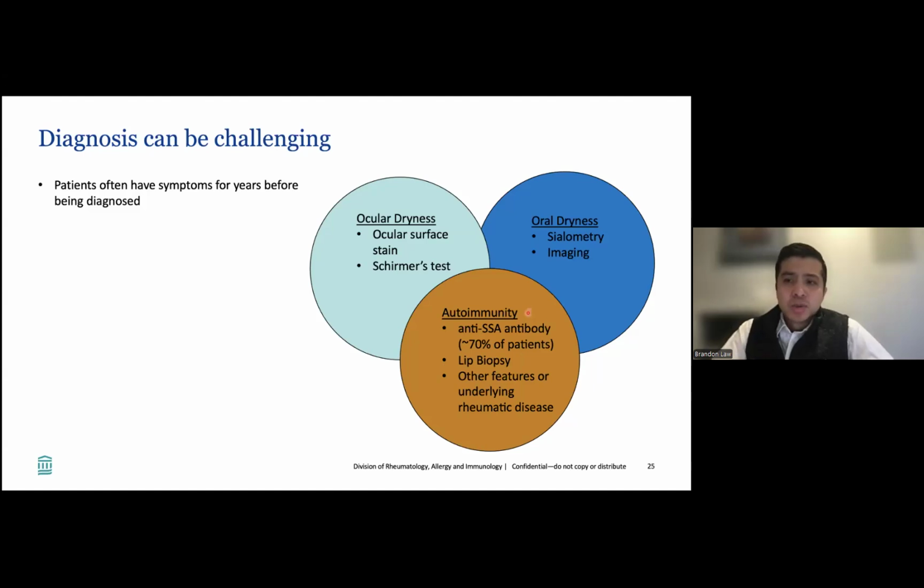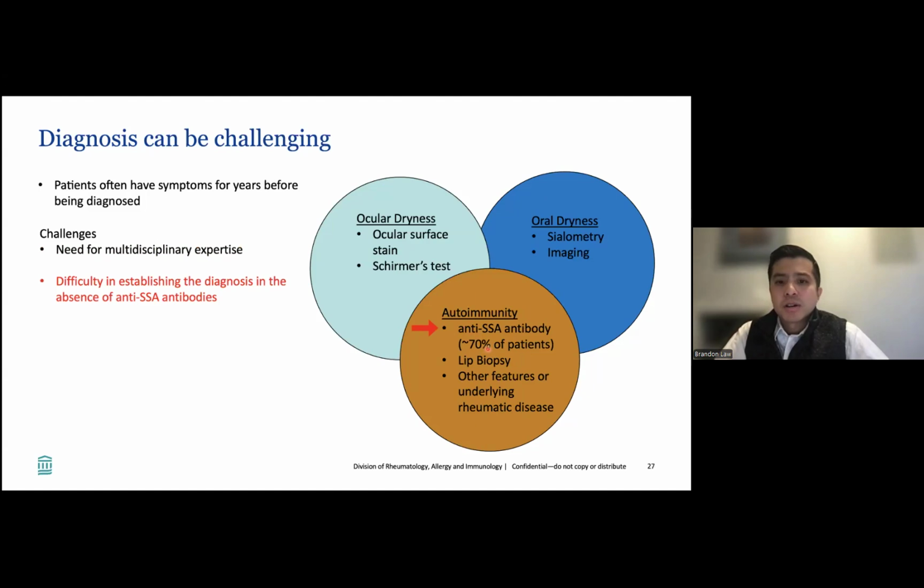So thinking about these tools that I just talked about, you can see how diagnosis can be challenging because you oftentimes need some sort of multidisciplinary expertise. You need some sort of eye evaluation. Oral evaluation could include a referral to an ENT or an oral surgeon for a biopsy. There could be some imaging involved with the salivary glands as well. The blood testing is not perfect. That's another challenge here, especially in patients that have normal SSA antibodies.